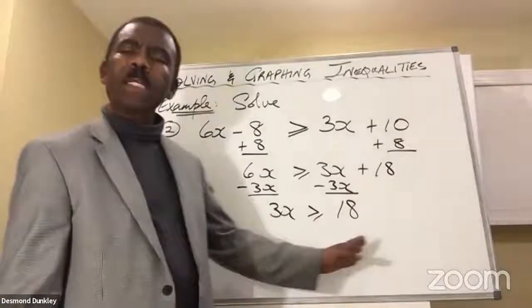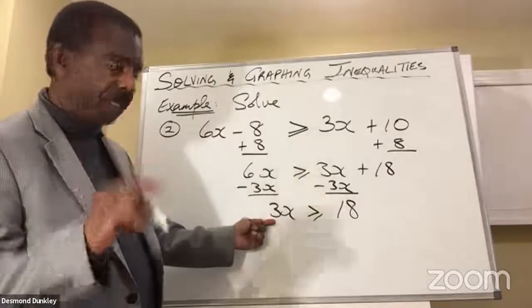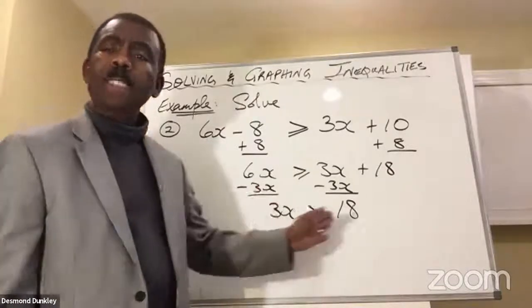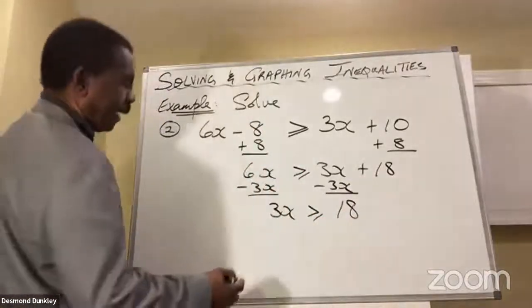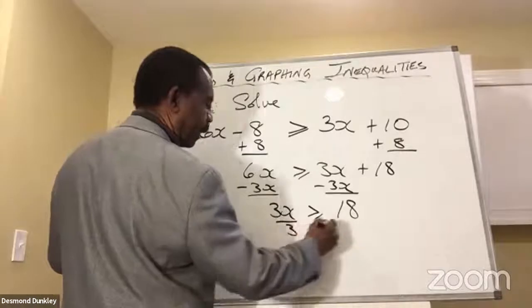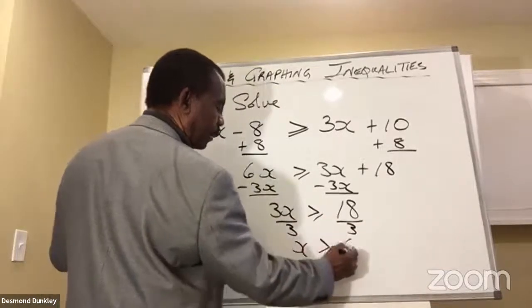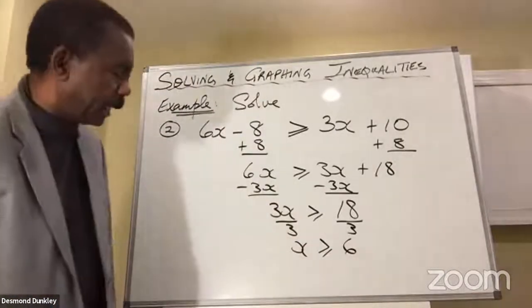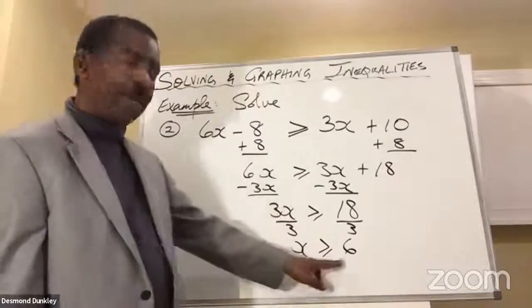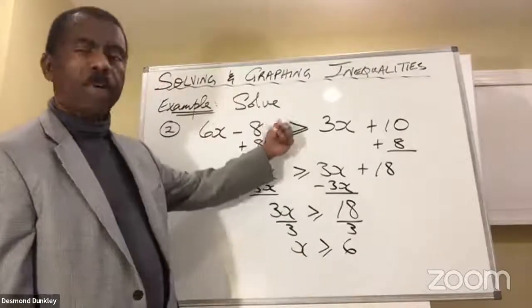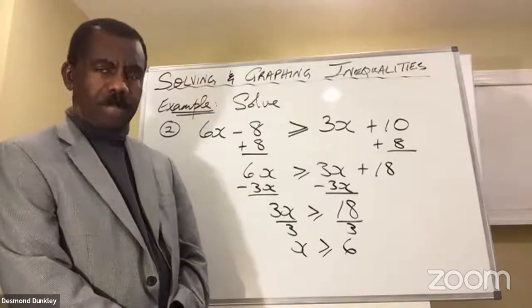Now we have 3x is greater than or equal to 18. We need to get rid of the 3, and it's a positive 3. So guess what? We divide both sides by 3, and it's just business as usual, nothing strange. And what do we end up with? Divide by 3, we end up with x is greater than or equal to 6. What does this tell you? It says that any value of x that is greater than or equal to 6 would work perfectly in that inequality. It would perfectly work, okay?